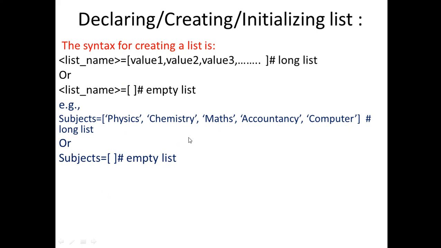Subject is equal to physics, chemistry, maths, accountancy, computer. This is simply an example where string type of data is there, so it is a list of string data type. It can be integer, it can be float, it can be character, and mixed types of values can also be stored in a list.